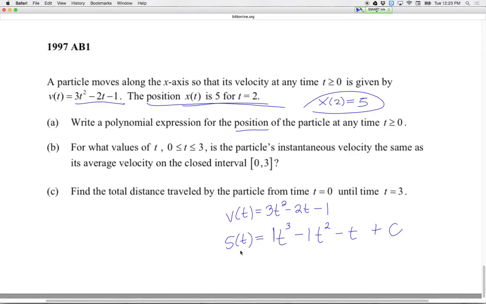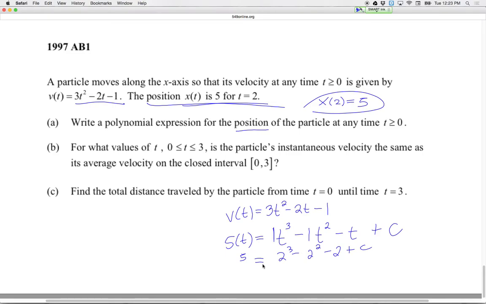What would you do? Plug in 2 for t, so I'm going to have 2 to the third. Minus 2 squared minus 2 plus c. And what does this have to equal? 5. Okay? You with me?